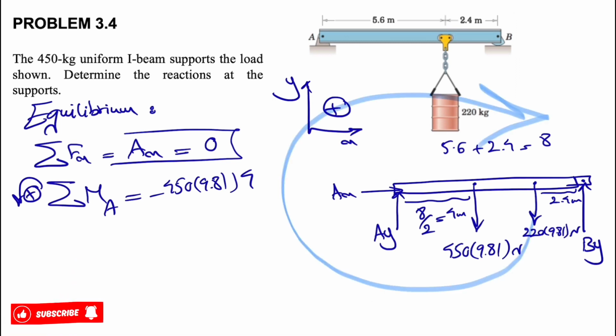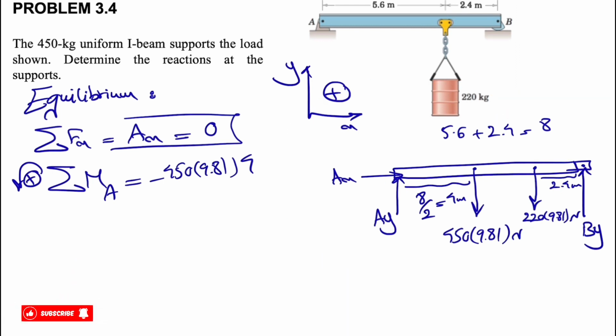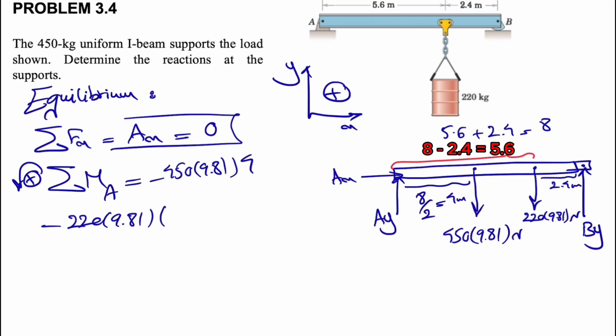We have the same scenario for the 220 load that we have. Again, the moment is clockwise, which means it's negative. And this time we have minus 220 times 9.81. And if we look at the distance, we will see we have this distance in here, which would be 8 minus this distance, which is 2.4. And if we do that, we'll get 5.6. And that would be the moment for the 220 kilogram load.